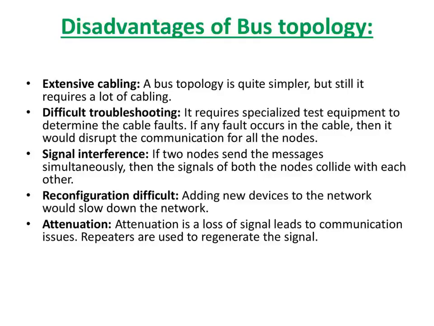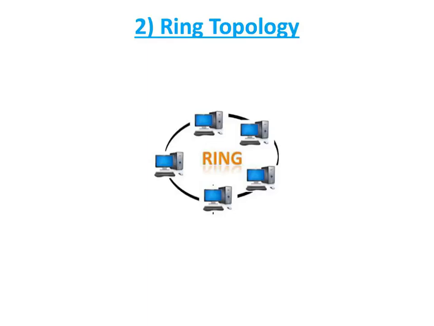Disadvantages of bus topology: extensive cabling. A bus topology is quite simpler, but still it requires a lot of cabling. Difficult troubleshooting. It requires specialized test equipment to determine the cable faults. If any fault occurs in the cable, then it would disrupt the communication for all the nodes.